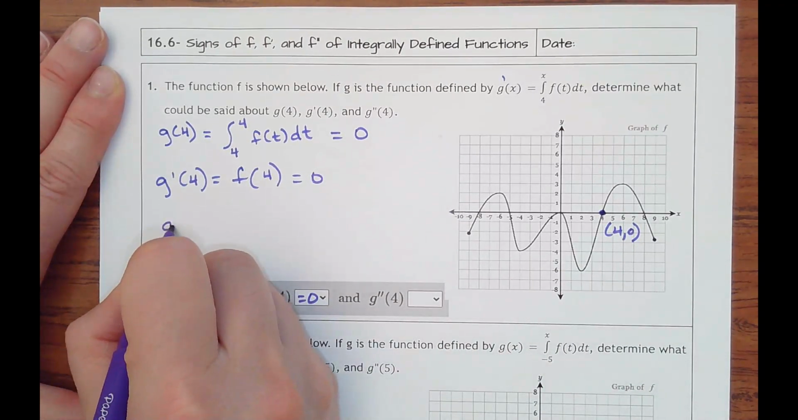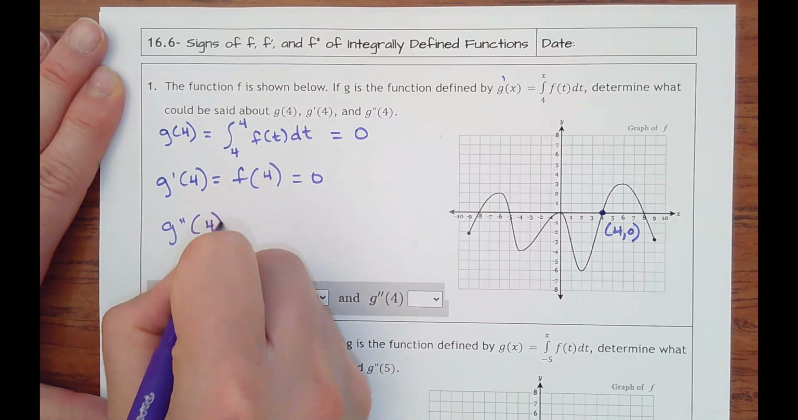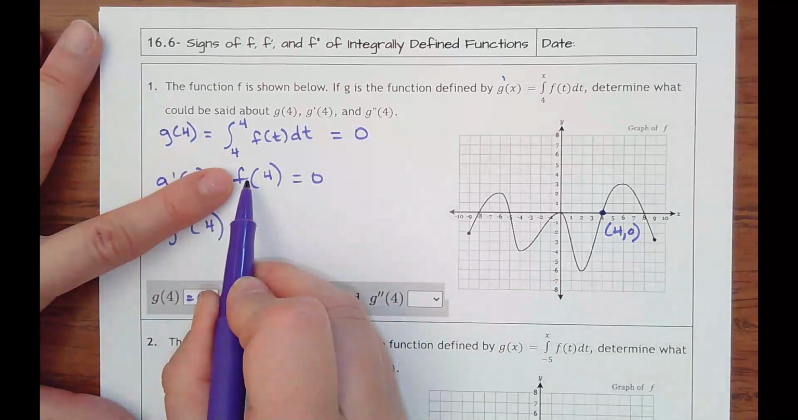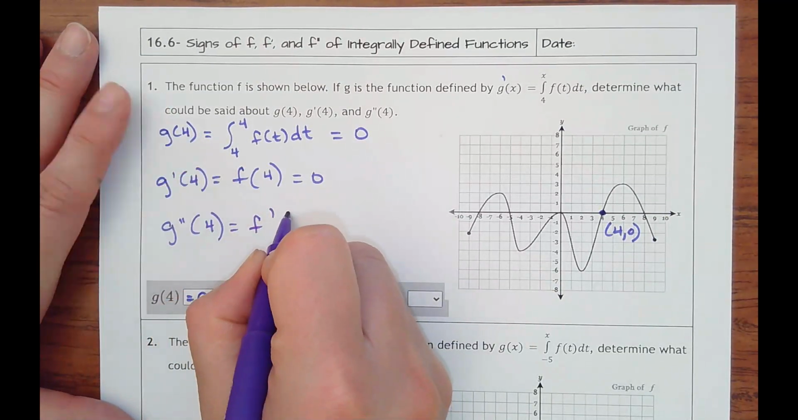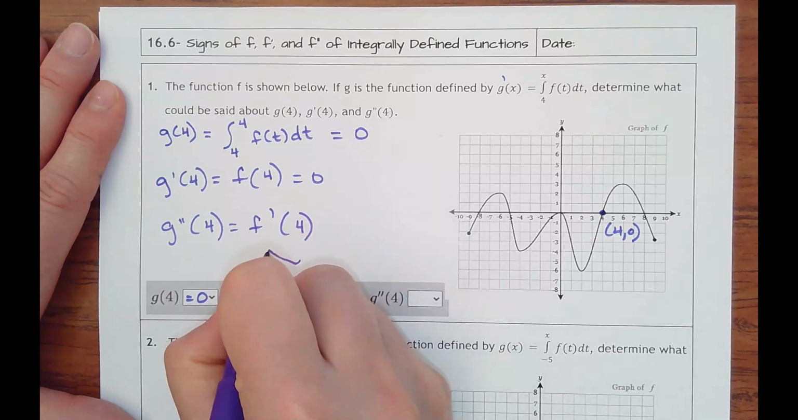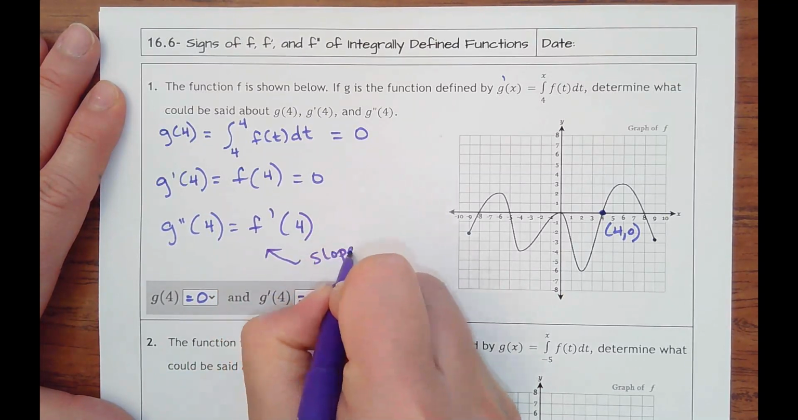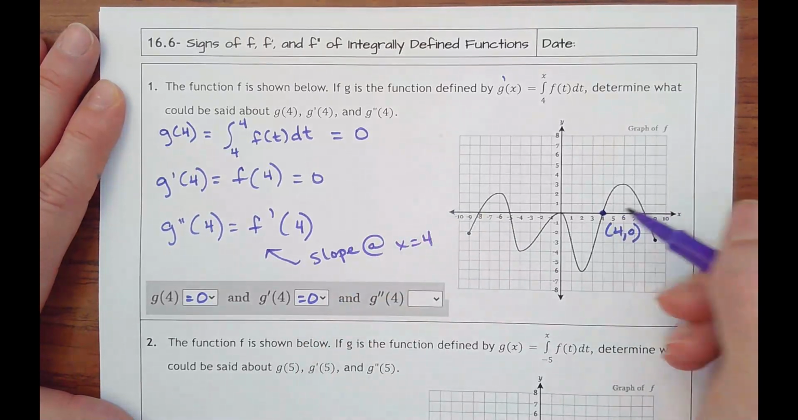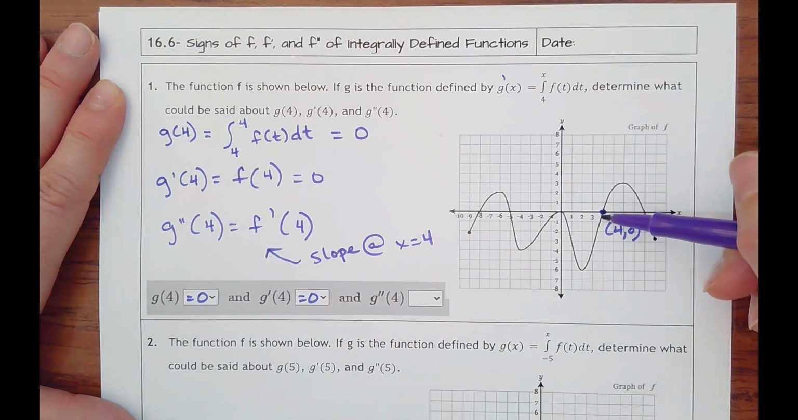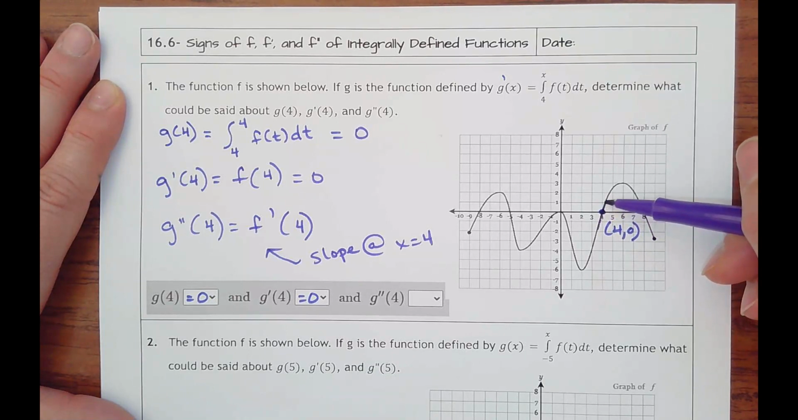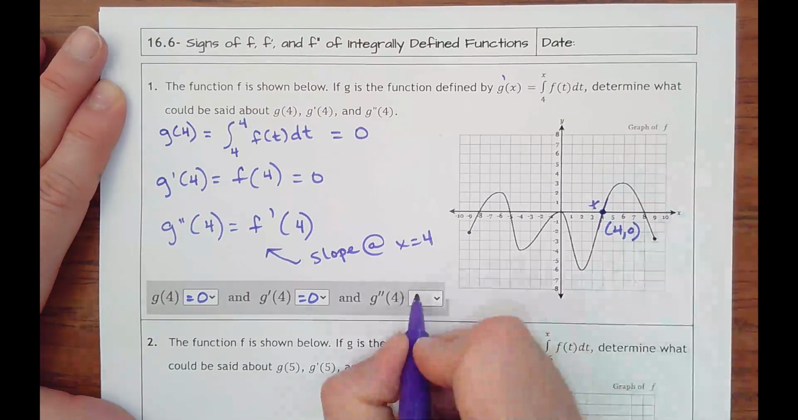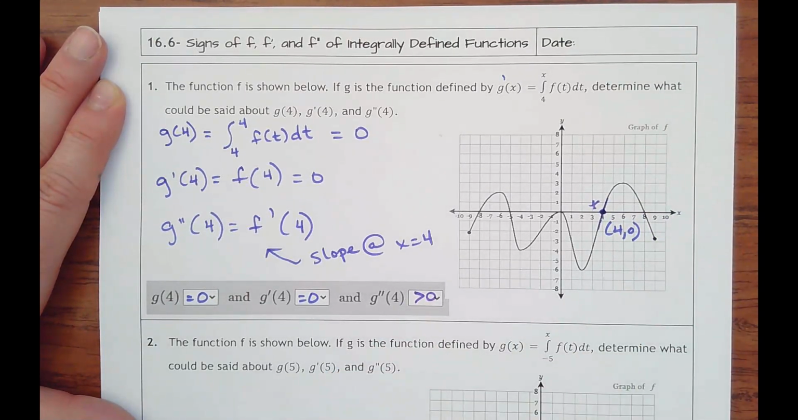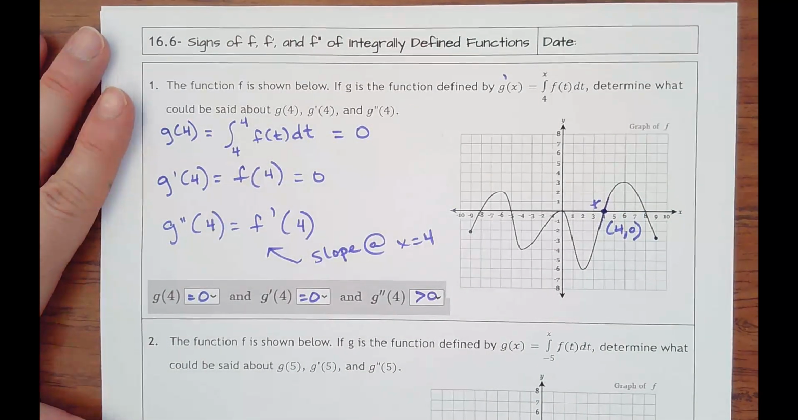And then I'm finding g double prime of 4, which would be priming f, so that's actually f prime of 4, or the slope at x equals 4. Slope, you're not going to know for sure, but you know that this is increasing, so it's positive, so you would just say that it's greater than 0, is all you need to do.